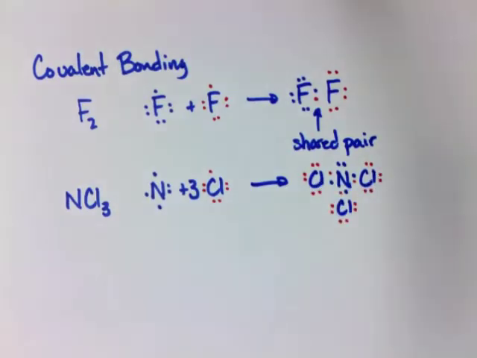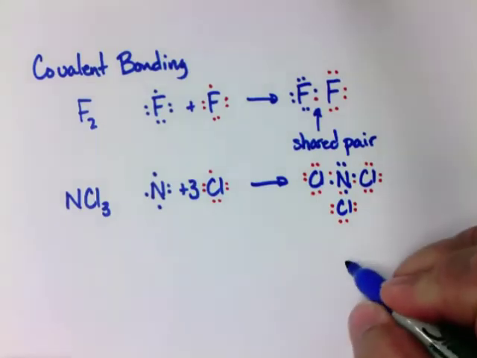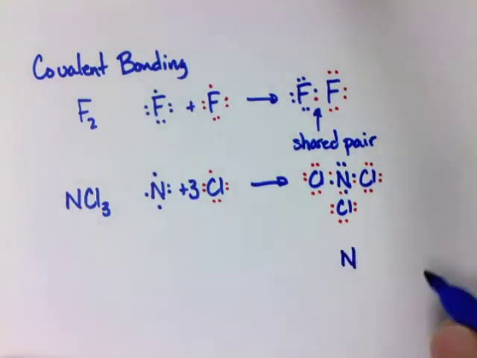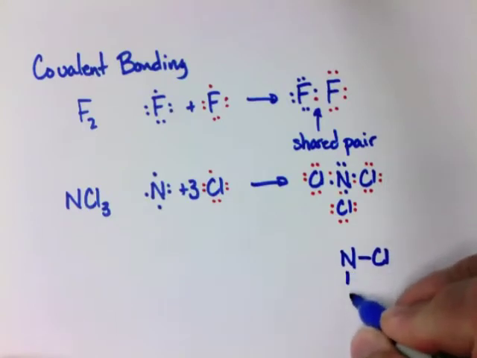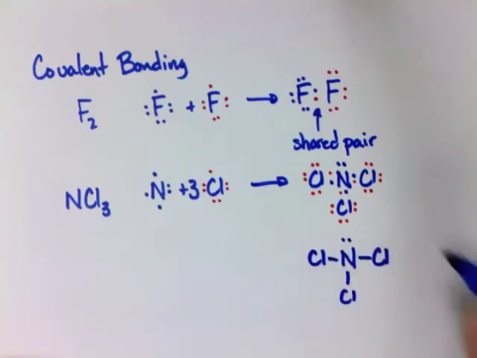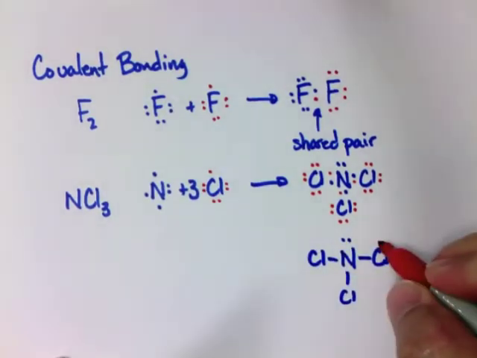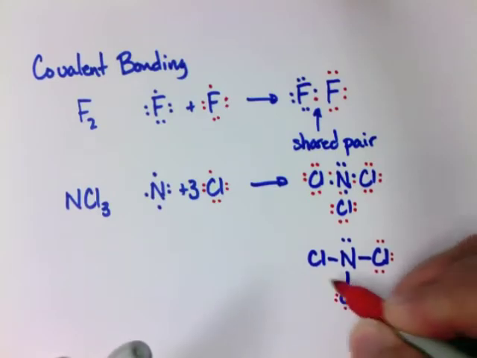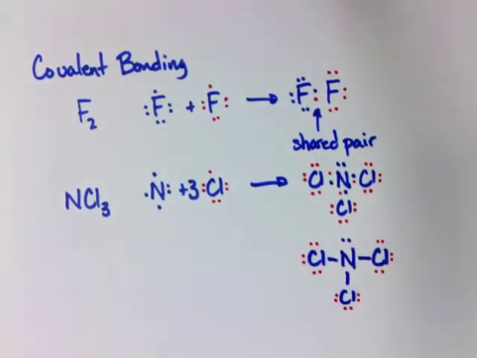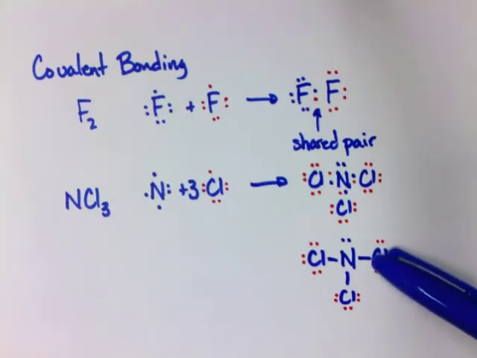Now, in order to represent these shared pairs, chemists have adopted the convention of replacing shared pairs with a single line. And so they would represent the compound that resulted like that. And very often, the electrons on the outer atoms are not indicated.